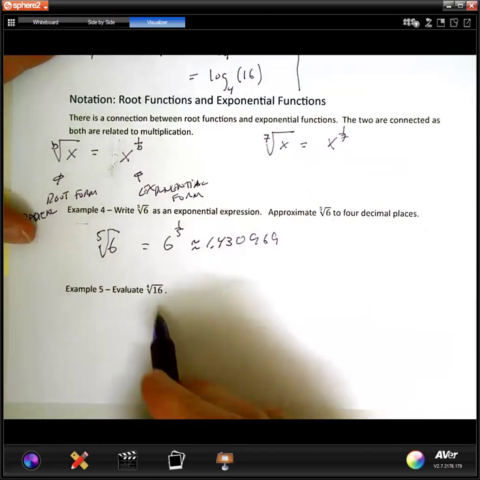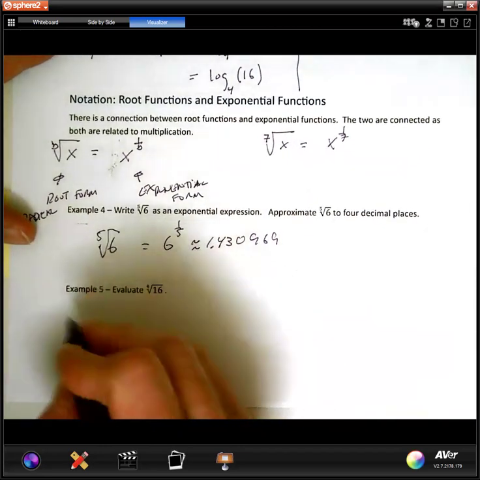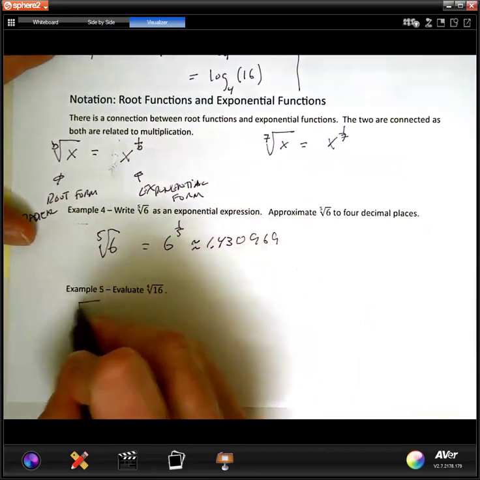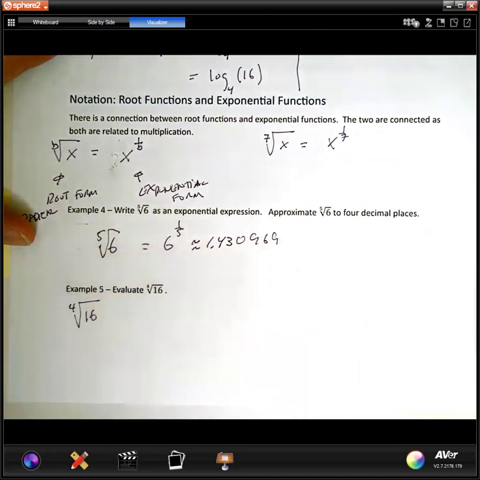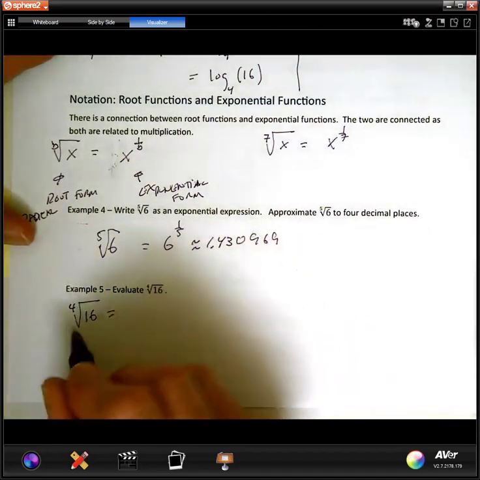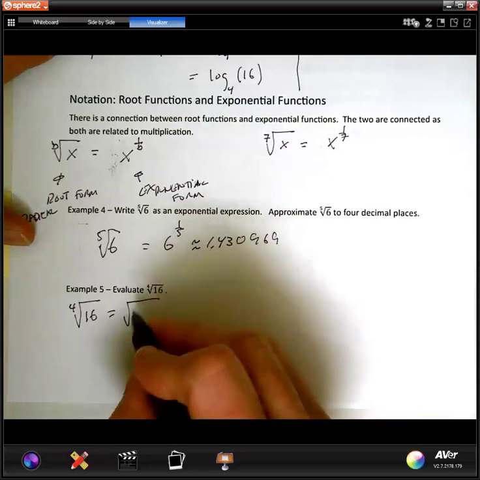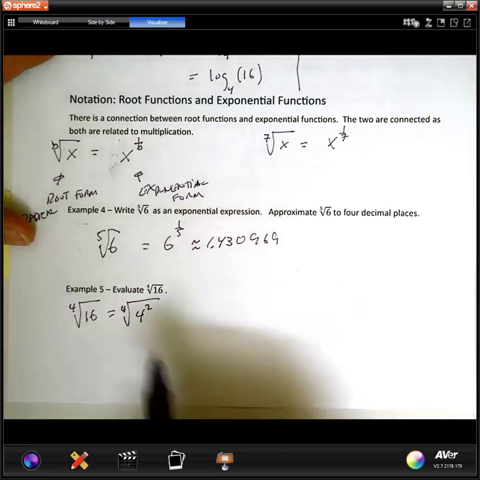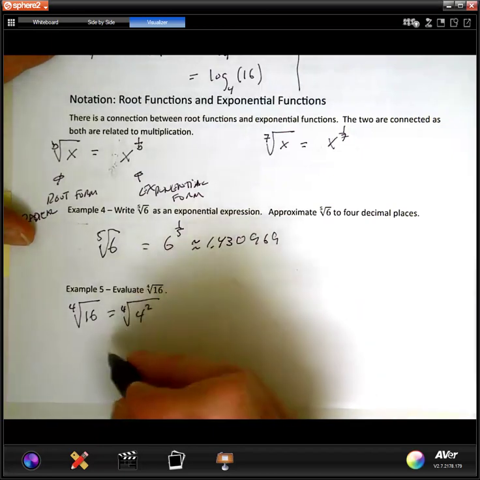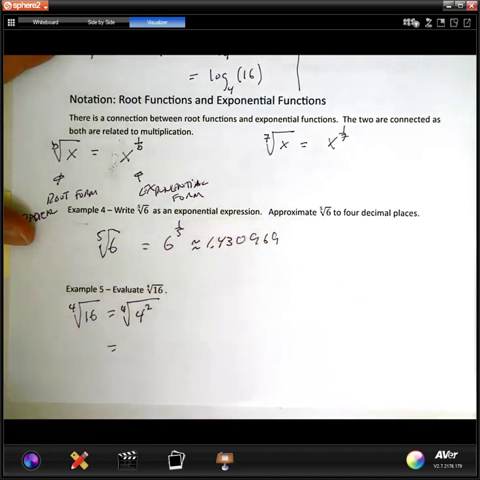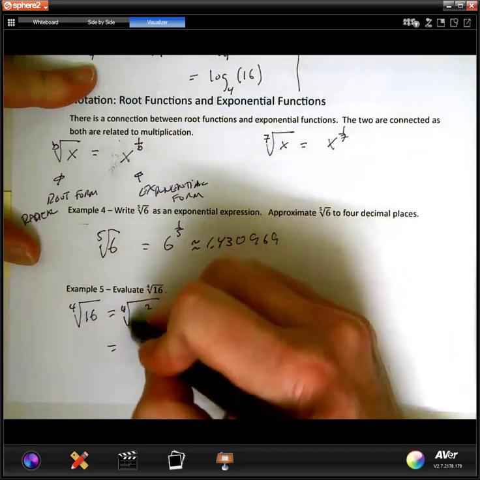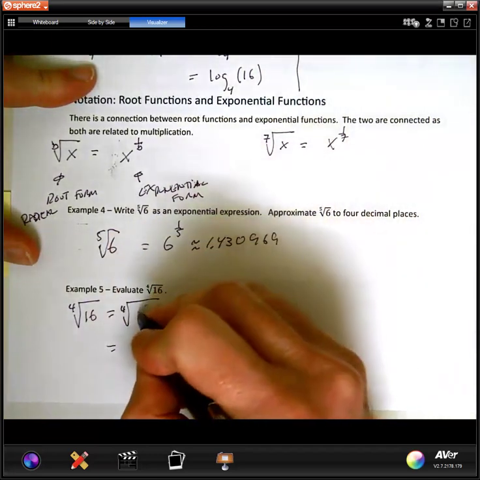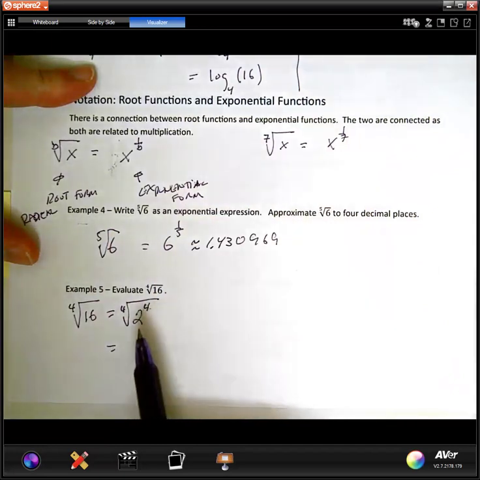Do another example here. Evaluate the 4th root of 16. I'm doing this on purpose so we can see two things. If I want to do the 4th root of 16, I start recognizing, wait a minute, 16 is really 4 squared. So in fact, let me not do that. It's a 4th root. So I recognize that 16 is 2 to the 4th power. So 2 times 2 is 4, times 2 is 8, times 2 is 16. So what is the 4th root of 16?